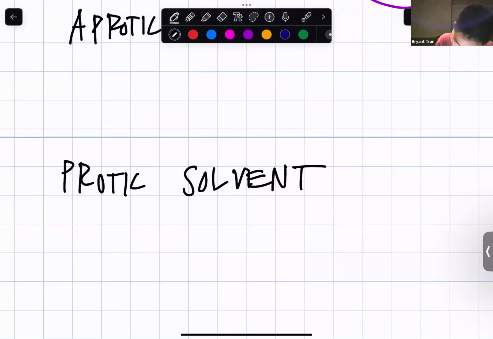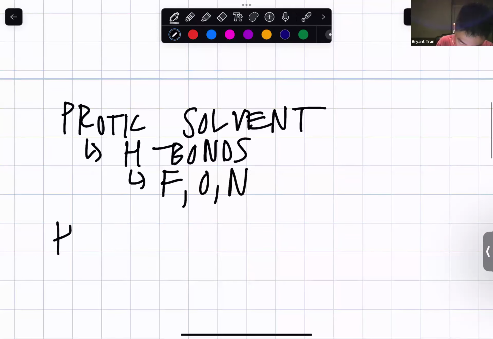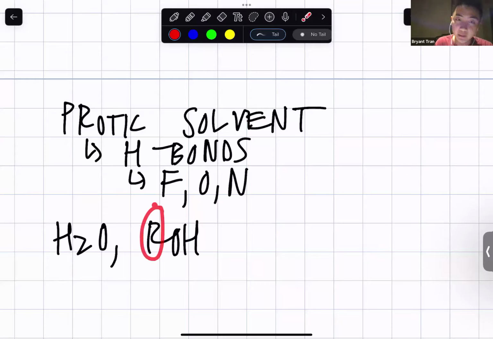Okay, so protic is going to mean that that solvent there is going to have hydrogen bonds, H bonds, right? Meaning that the hydrogens are going to be attached to one of these 3 atoms, FON: fluorine, oxygen, or nitrogen, right? So some examples of protic solvents are going to be water, H2O, alcohol, ROH, where R is a hydrocarbon chain. It could be anything. It could be an ethyl group, isopropyl group, tert-butyl group, right?